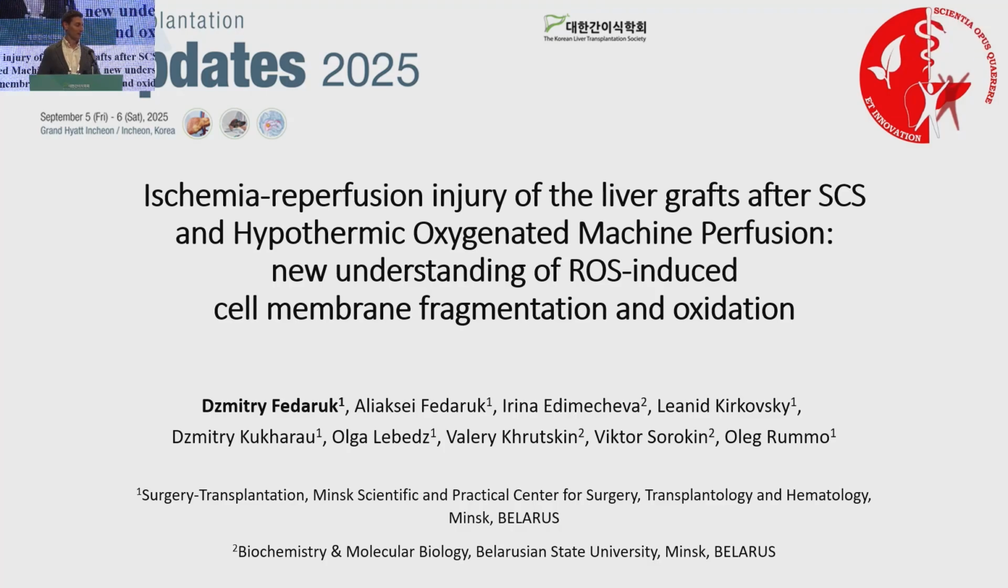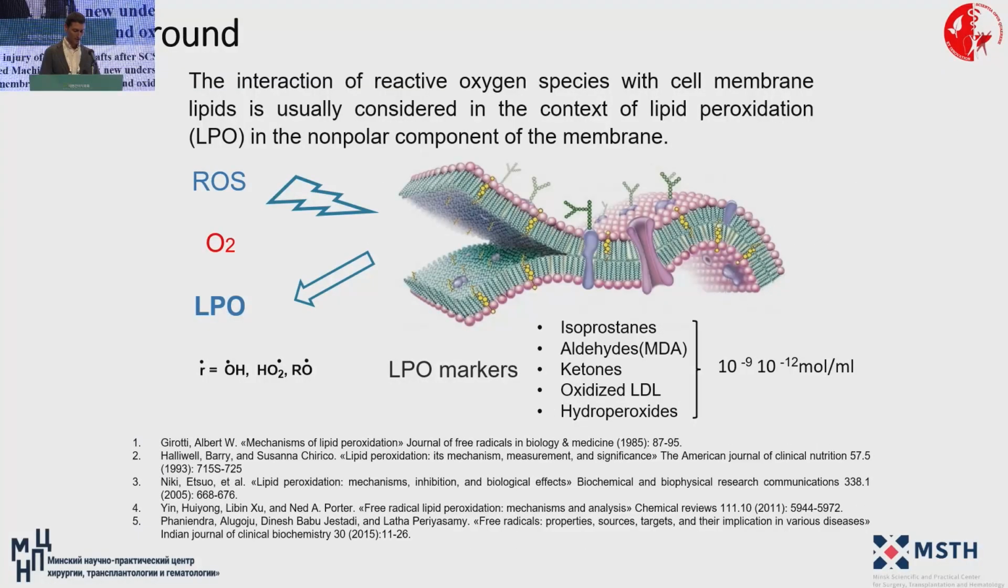And first of all, I would like to thank the organizers for the opportunity to present the results of our study, which is dedicated to a new understanding of cell membrane damage and the stages of ischemia and reperfusion of liver grafts. So, as you know, during ischemia and reperfusion, the balance between the production and disposal of ROS is disrupted, which leads to oxidative stress.